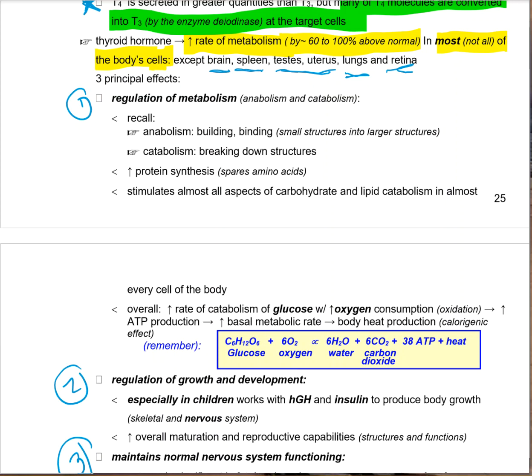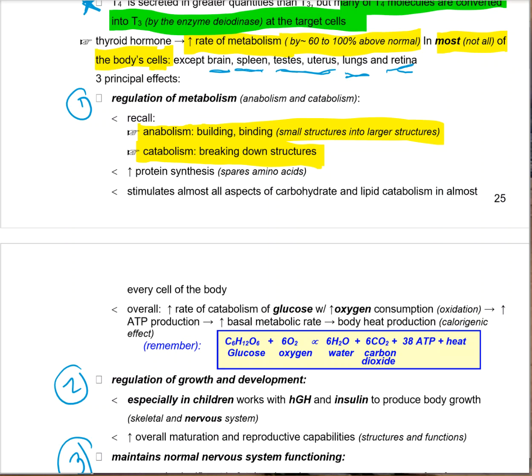And so, what does that mean? Well, you might remember that any metabolism is either making things or breaking things down. So anabolism is building or binding, making small structures into larger structures. Where catabolism, think of cannibalism, that's the way I always remember it. Catabolism breaks things down. Cannibalism, unfortunately, breaks down humans. So an easy way to remember.